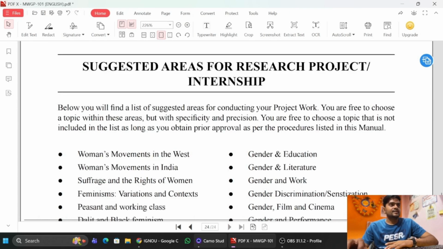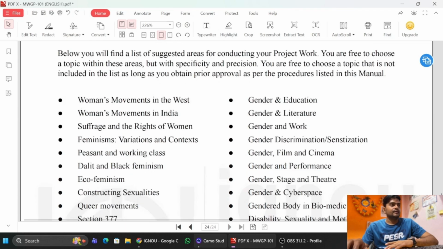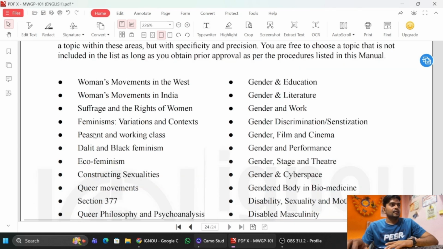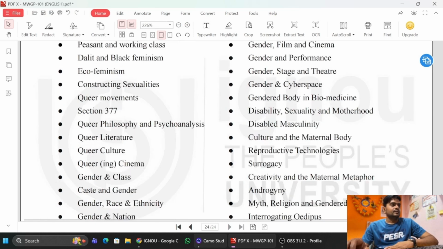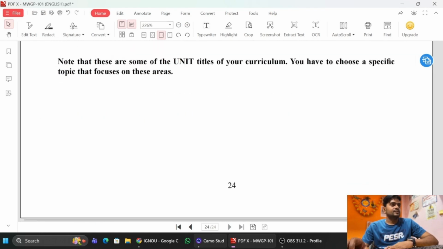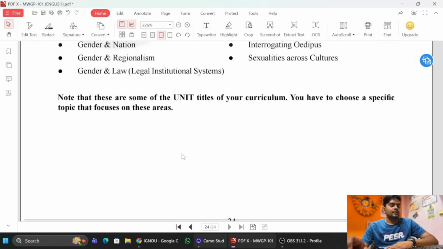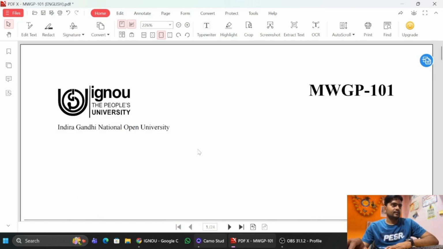These are some suggested areas for research project. Okay, like women's movement in West, women's movements in India. In this way, you can read the entire guideline properly so that you can understand each and everything. Okay, these are some areas in which you can do study. Okay, so overall, I already explained the entire guideline and about the synopsis and the project work.